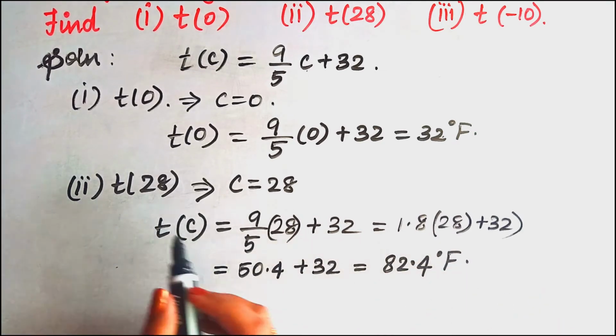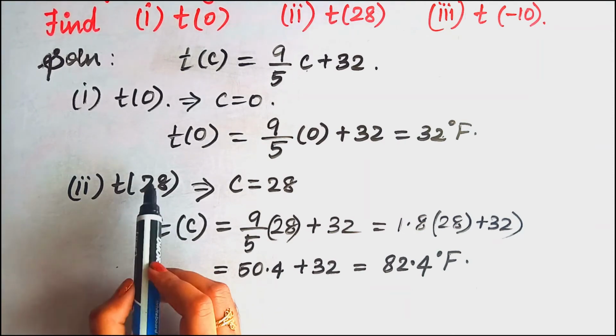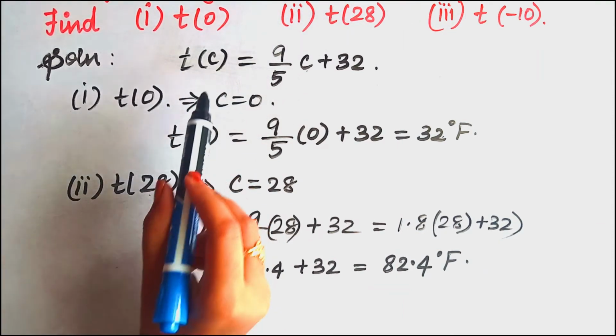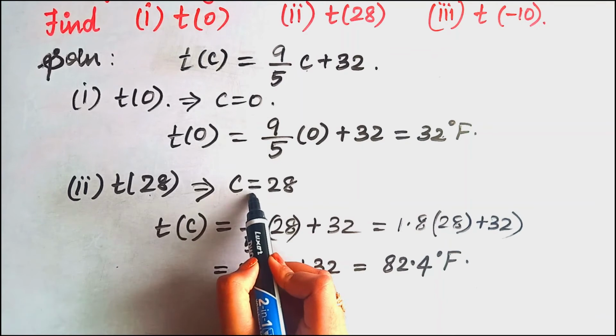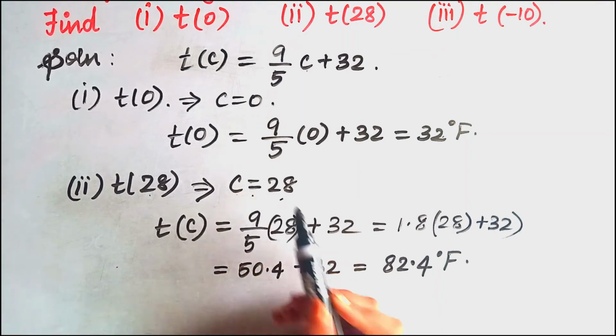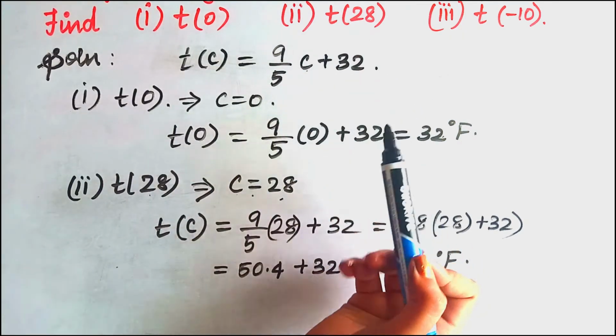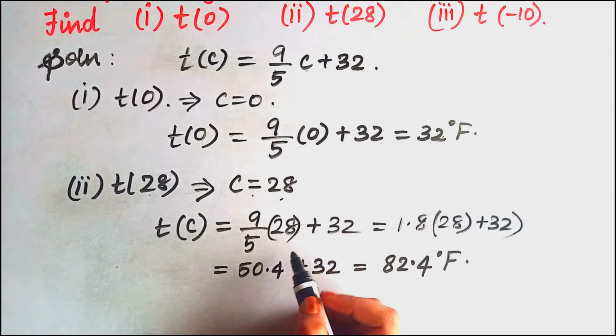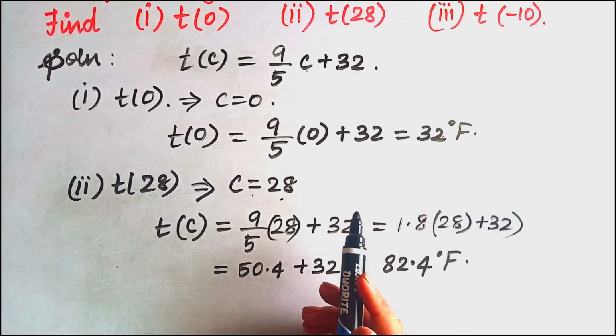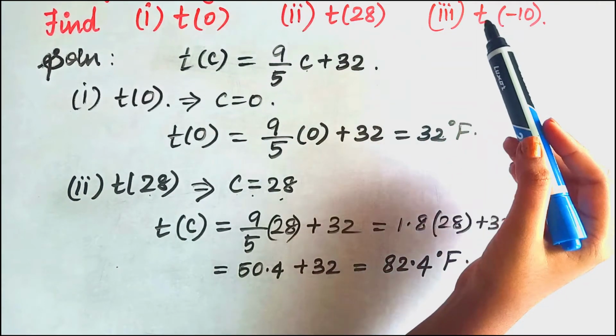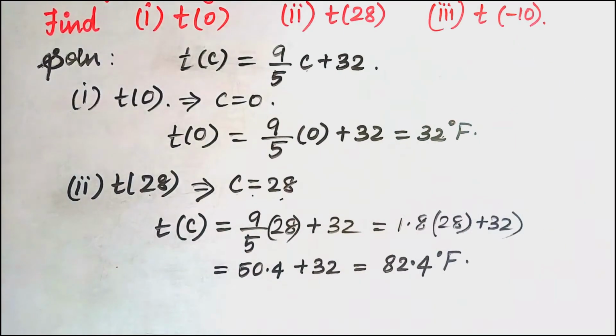Can you understand? The question is T of 28, and in the place of C we have 28, so we are taking that as C is equal to 28, and now we are substituting C equal to 28 in this equation. So wherever there is a C you have to substitute 28 there, and you have to solve the equation. Okay, now let's go to the third subdivision, which is T of minus 10.